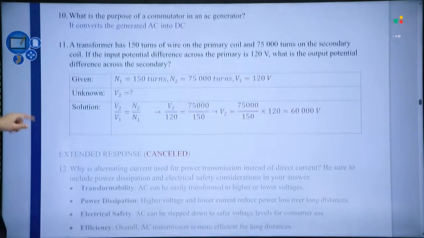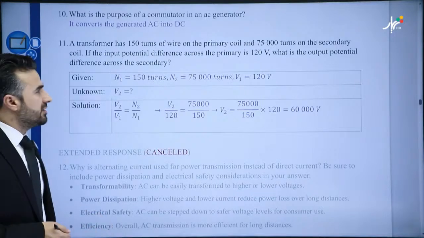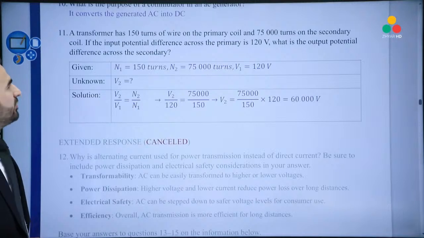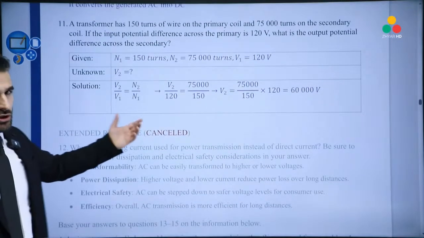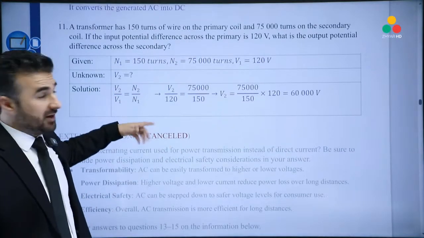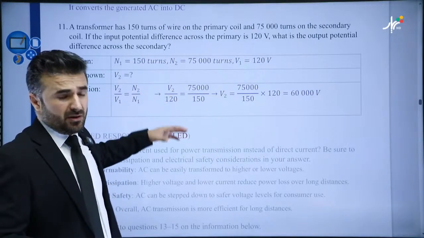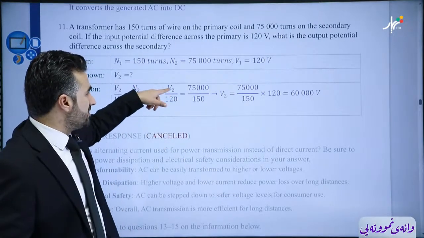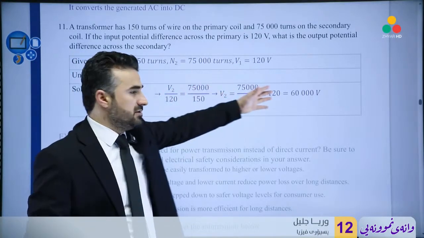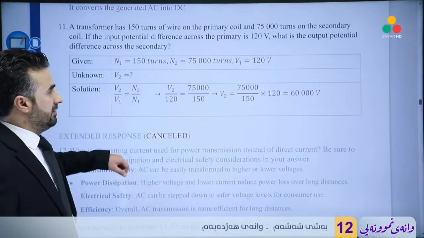Now the last question here, of course: a transformer has 150 turns of wire on the primary coil, and this many turns on the secondary coil. If the input potential difference across the primary is this much, what is the output potential difference across the secondary? So you're just going to use the equation of the transformer. That is basically V2 over V1 equals N2 over N1. So V2 is unknown here, the voltage across the secondary coil. Plug in the numbers, make V2 the subject or cross multiply, then of course you do the math, you'll get 60,000 volts, and that'll be the answer to this one here.